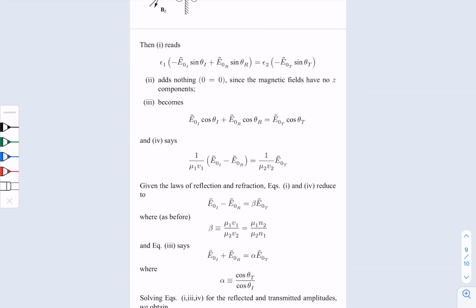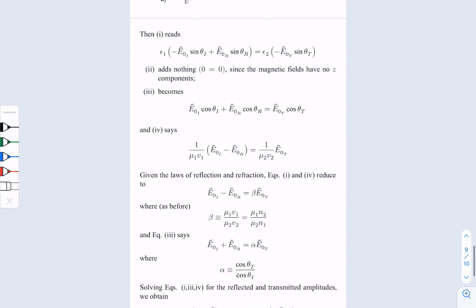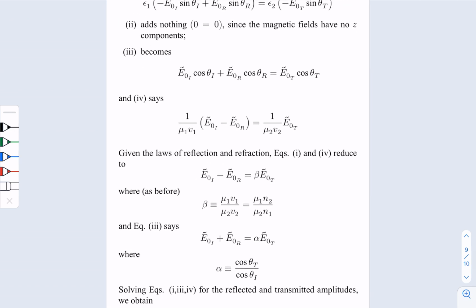Now, if we plug in the relations of the incident angle and reflected angles, we can reduce this expression and the last expression to the expression over here. And we also have additional equation 3, which gives us the expression over here.